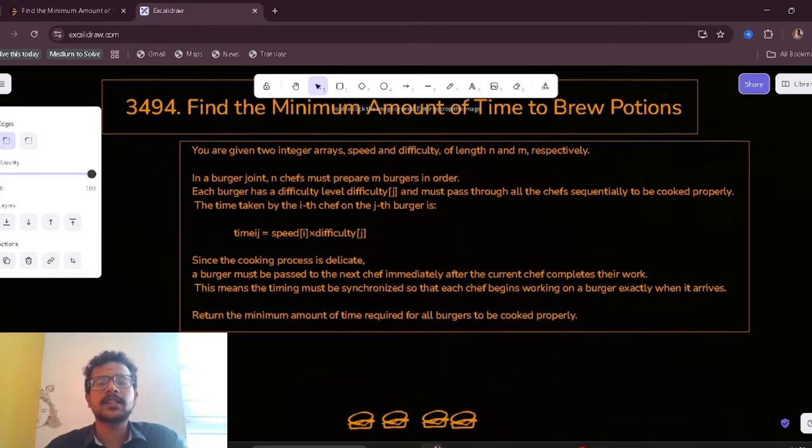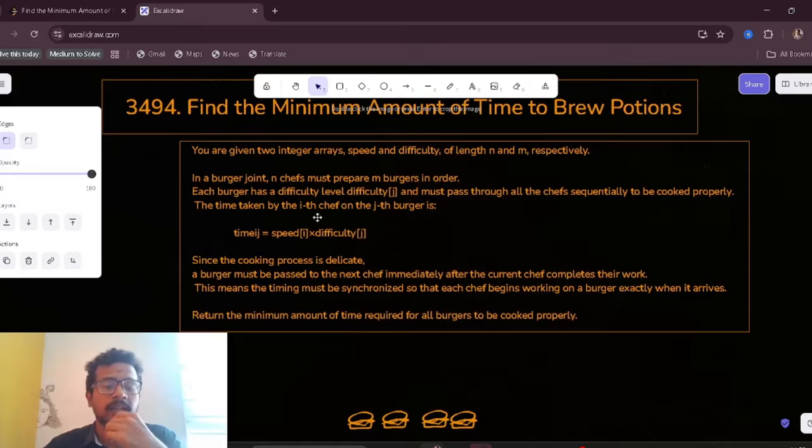You are given two integer arrays, speed and difficulties, of length n and m respectively. In a burger joint, n chefs must prepare m burgers in order. Each burger has a difficulty level, difficulty of j, and must pass through all the chefs sequentially to be cooked properly. That means if a burger has to be made, it should be passed through every chef sequentially. Remember that sequentially we need to pass the burger through.